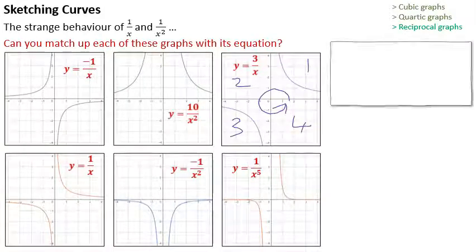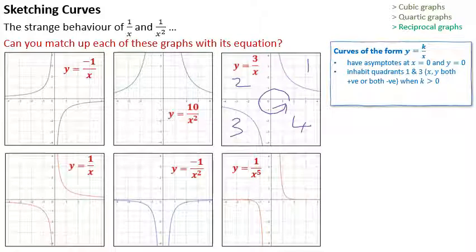So a few general principles that you can pick up and learn from these. If you're dealing with a curve which is of the form something over x, then we know it's going to have asymptotes on the x and y axes. We know that it will inhabit the first and third quadrants, just like we saw with 3 over x and 1 over x, whenever k is positive. In other words, if you've got 5 over x or 7 over x or 3.4 over x, then we're dealing with a curve that's going to have one of its branches in the first quadrant where x and y are both positive, and one of its branches in the third quadrant where x and y are both negative.